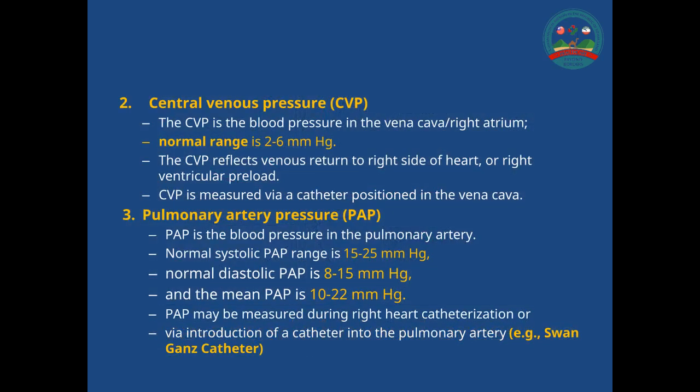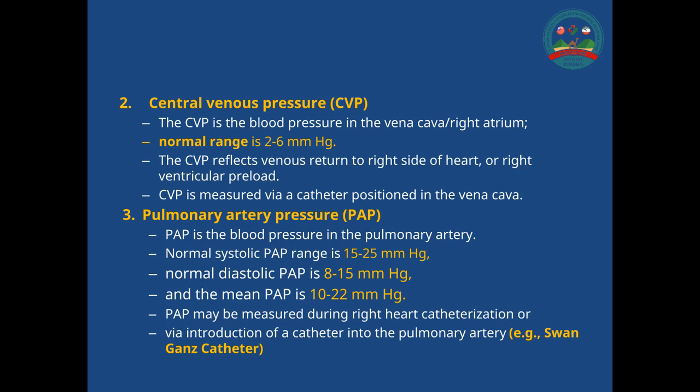After assessing arterial pressure, we also look at pressures on the venous side. Central venous pressure, or CVP, represents the pressure in the vena cava and right atrium. Its normal range is 2 to 6 millimeters of mercury. CVP helps us estimate venous return and right ventricular preload. It is measured through a catheter placed in the vena cava.